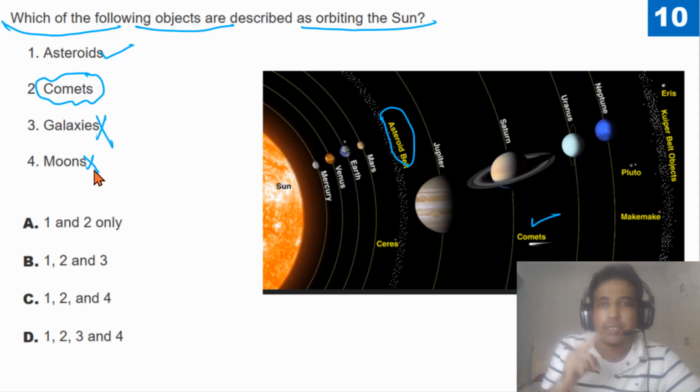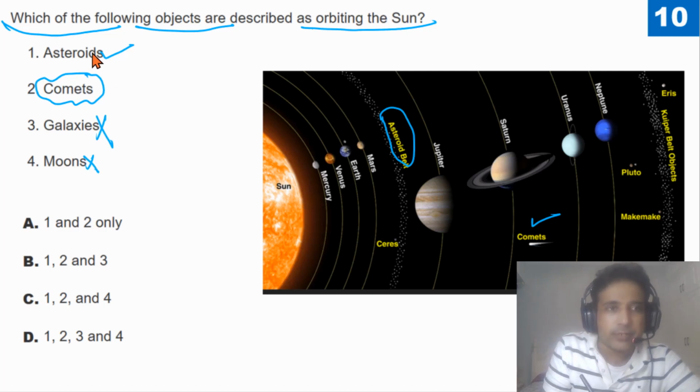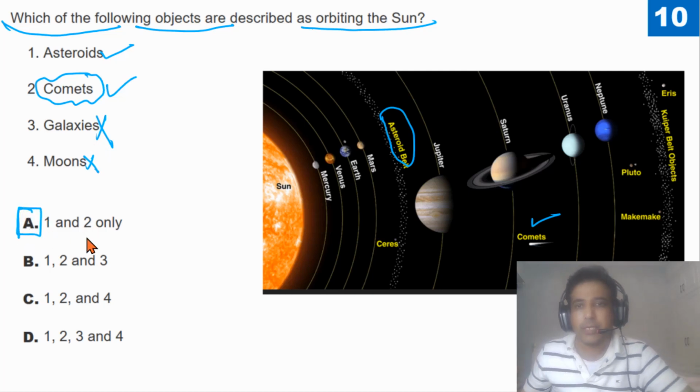Moons, they do not orbit the sun, they orbit the planets. So the answer for this one is 1 and 2. These two are true and these two are incorrect. So the answer for question 10 is A, 1 and 2 only.